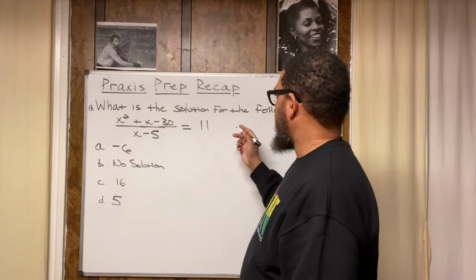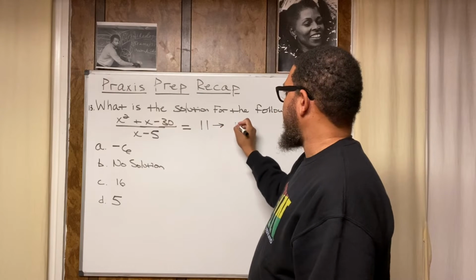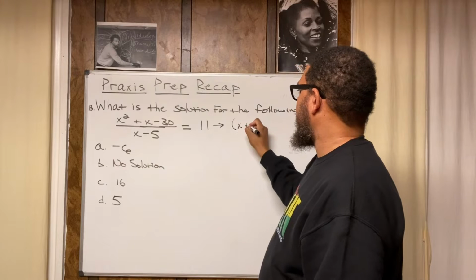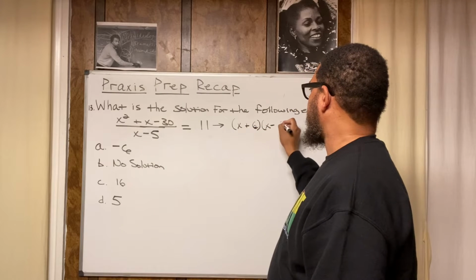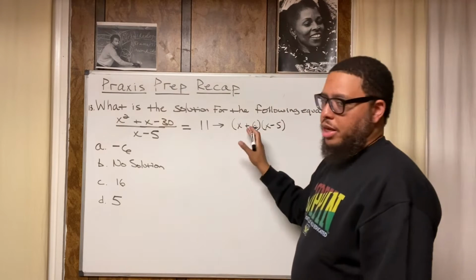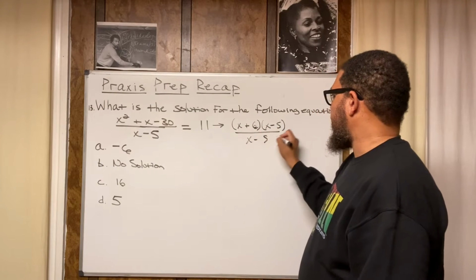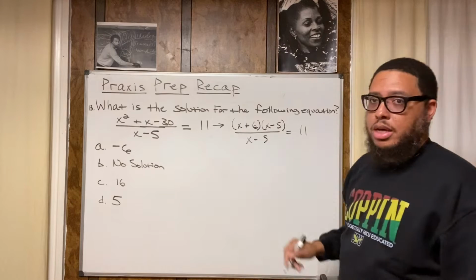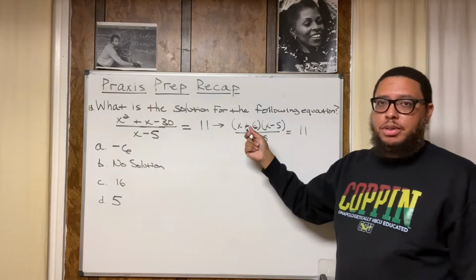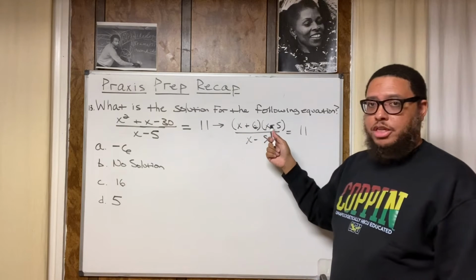And the way we do it is this. So I'm going to draw an arrow, and I'm going to have x plus 6 times x minus 5, and I'm going to explain where I got this from momentarily, right? Over x minus 5 is equal to 11. Now, you should be wondering, where did this x plus 6 come from? Where did this x minus 5 come from?